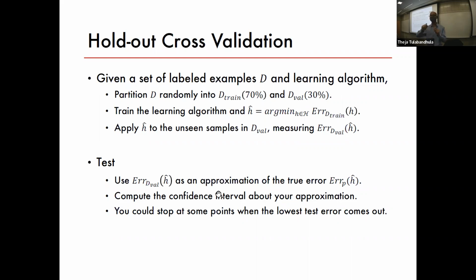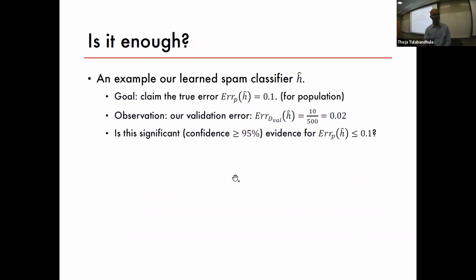Okay, so that will really give you: my estimate is this error D val of H hat, and based on that, I'm going to compute an interval, and that interval will tell me that this H hat has performance, with very high confidence, between these two numbers. Okay, so that's the idea. We want to get a bracket within which the true performance of H hat lies. Okay, so let's actually talk about that.